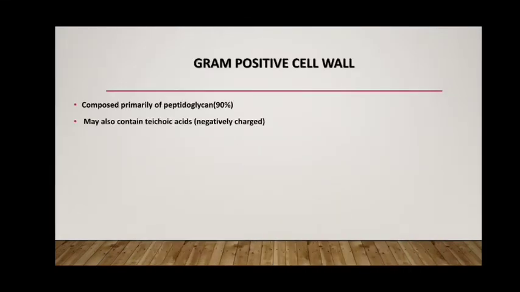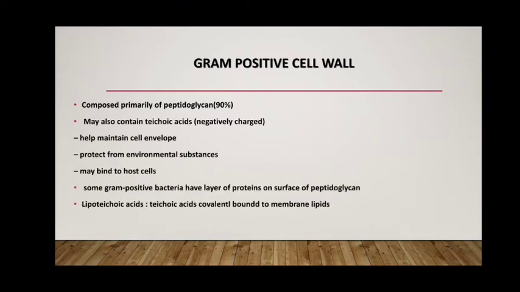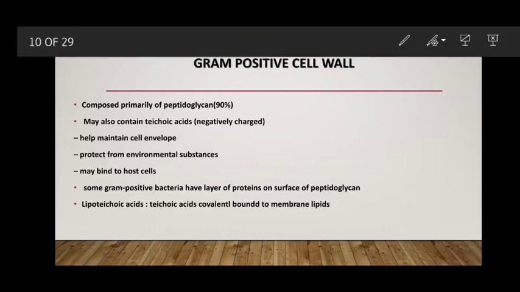Now let us move to the gram-positive cell wall first. Gram-positive bacteria normally have a cell wall that is thick and composed primarily of peptidoglycan. Peptidoglycan in gram-positive bacteria often contains a peptide interbridge. As we have already discussed earlier, the peptidoglycan layer is quite thicker than that of gram-negative. We can see almost 90% of the cell wall is composed of the peptidoglycan layer.